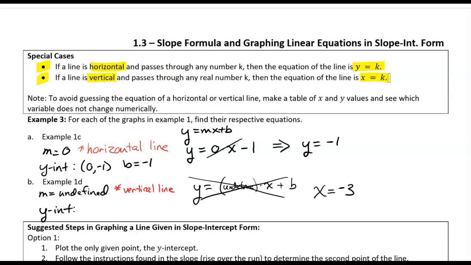Now, if you're uncertain of which one is which, to avoid guessing the equation of a horizontal or vertical line, you can always make a table of x and y values and see which variable does not change numerically. Are the y values remaining the same, or are the x values remaining the same? And if they are, you can tell the difference between the vertical and the horizontal line.